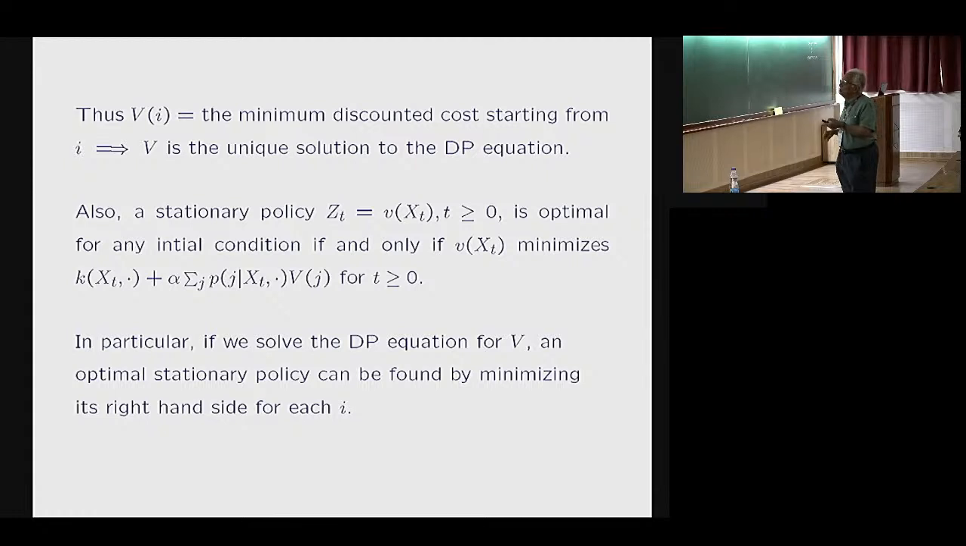And the stationary policy z_t is optimal for any initial condition if and only if it minimizes this object. So if you solve the dynamic programming equation for v, you solve the discounted cost problem.